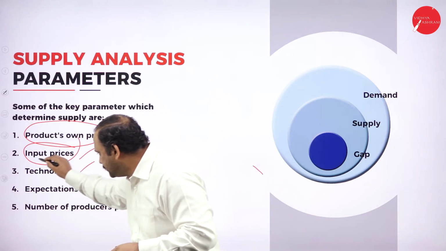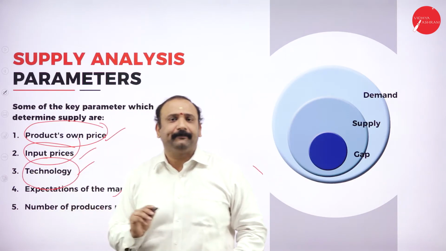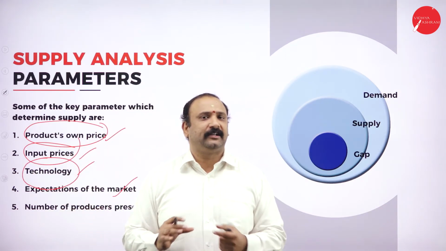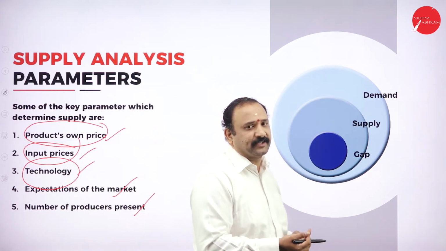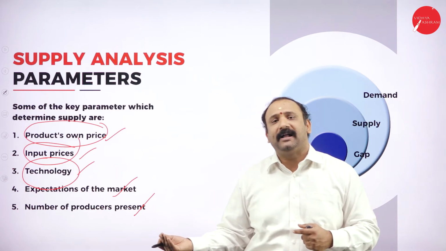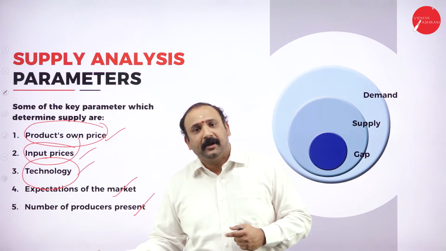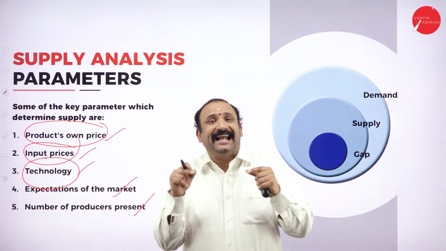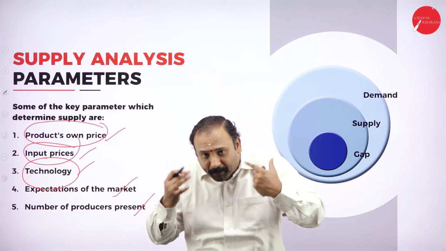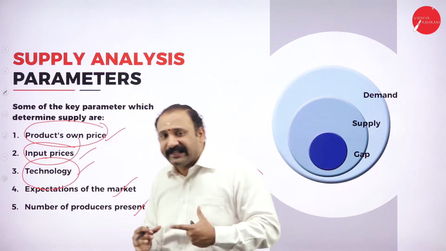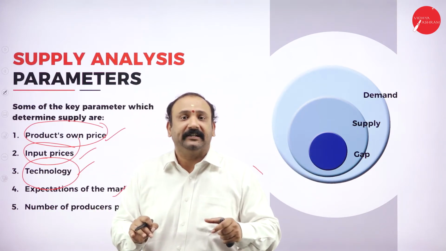followed by technology. Technology is an external factor for any company, whether you talk about a garment manufacturing company or a mobile manufacturing company. Technology is an external factor. It is not a known internal factor. We adopt technology. We take technology as per our need.